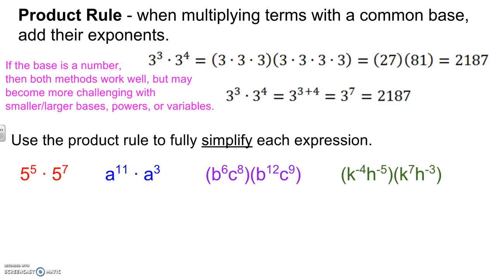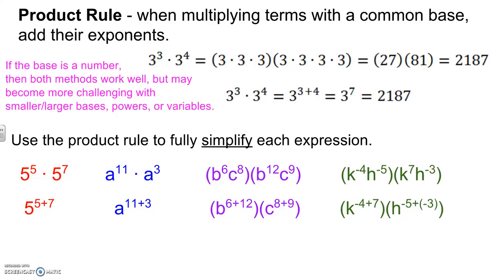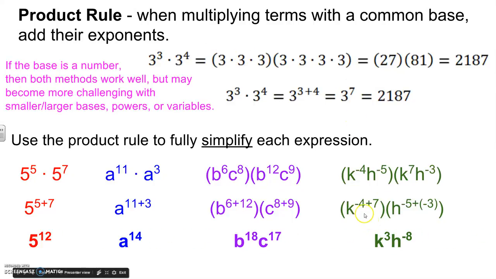Take a moment to pause the video and try these practice problems. Okay, so we would have seen that our next step breaks them down here so that we have one base term and that we are adding together the powers. From there, we combine them and fully simplify. Make sure to be mindful of negative exponents. Negative 4 plus 7, negative 5 plus negative 3.